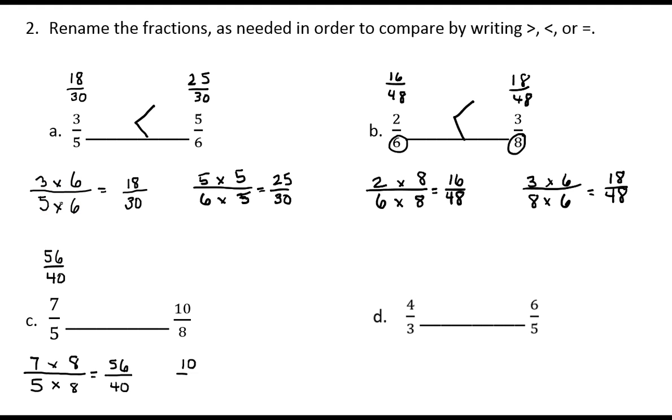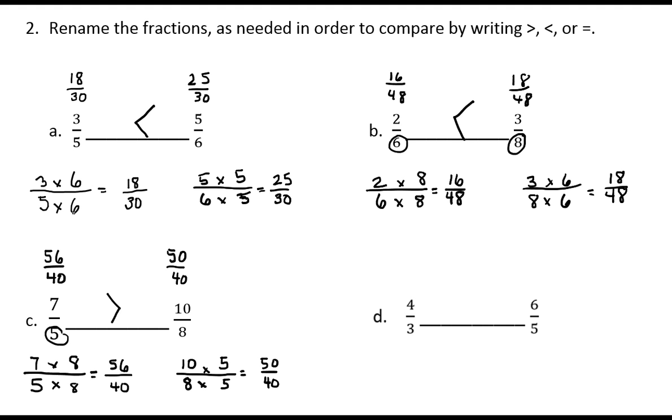Start with my 10/8. This time I'm going to multiply the numerator and the denominator by 5 because the other fraction is fifths. That means I have 50/40. 10/8 is the same thing as 50/40. You may notice that both these fractions are improper, which makes sense because our original fractions were improper as well. I'm comparing 56/40 to 50/40. 56 is greater than 50, so 7/5 is greater than 10/8.